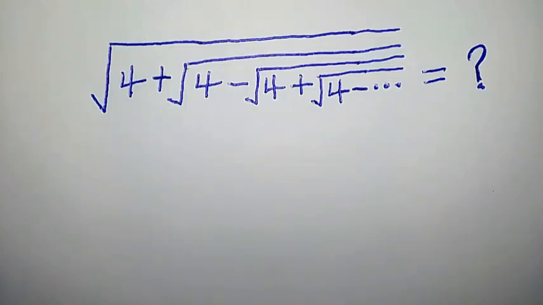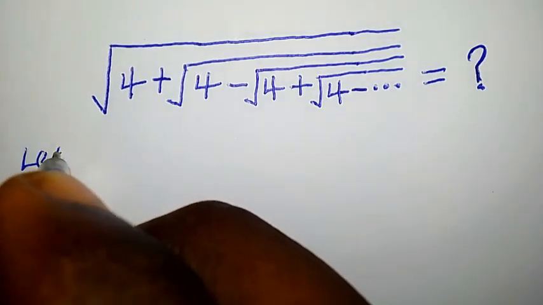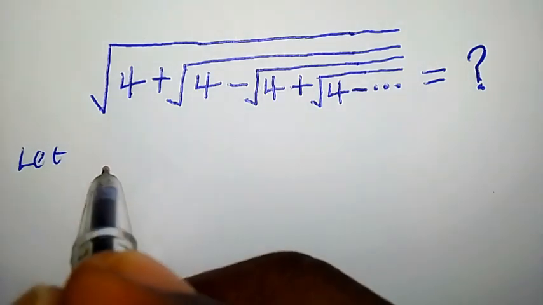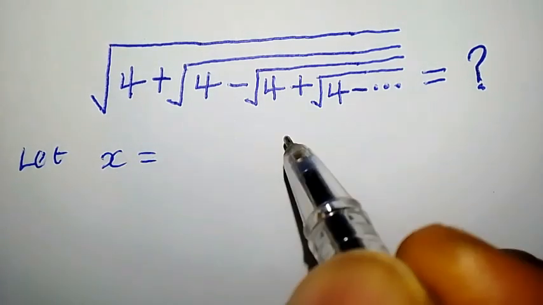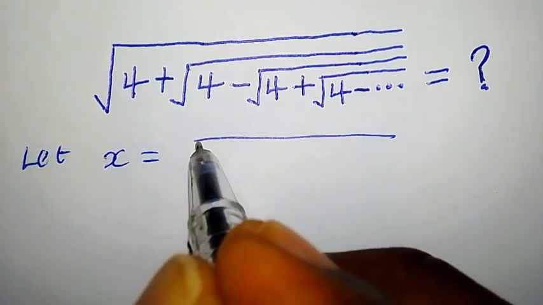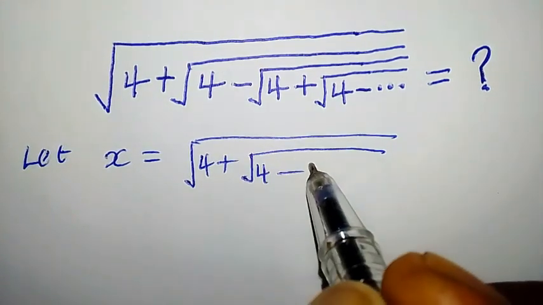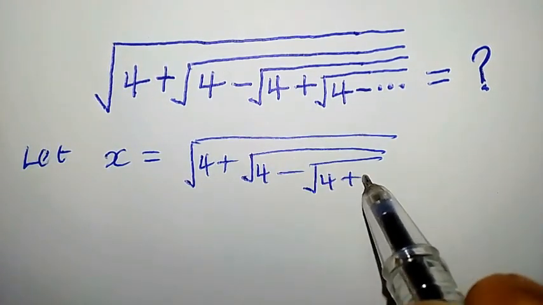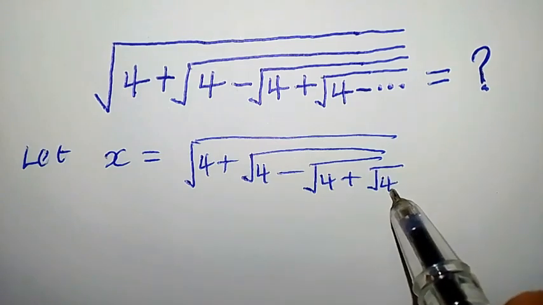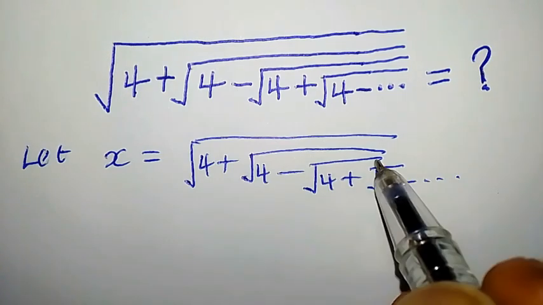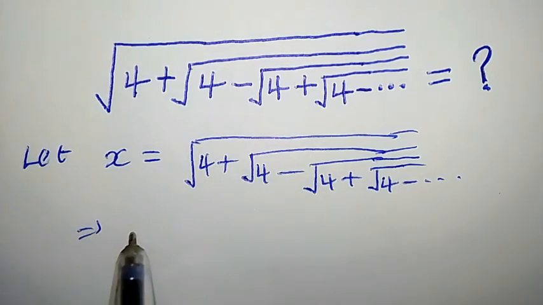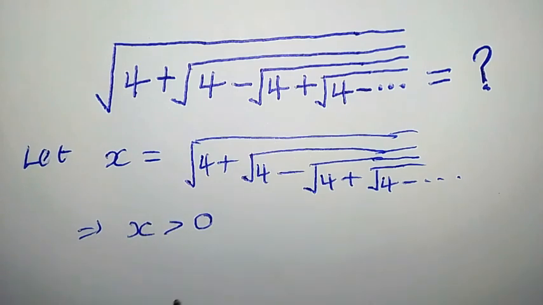Welcome to solve this a bit challenging math problem. First, let's suppose all of this is equal to x. x is equal to square root of 4 plus square root of 4 minus square root of 4 plus square root of 4 minus, on and on like that. If this is true, this means that x must be greater than 0.